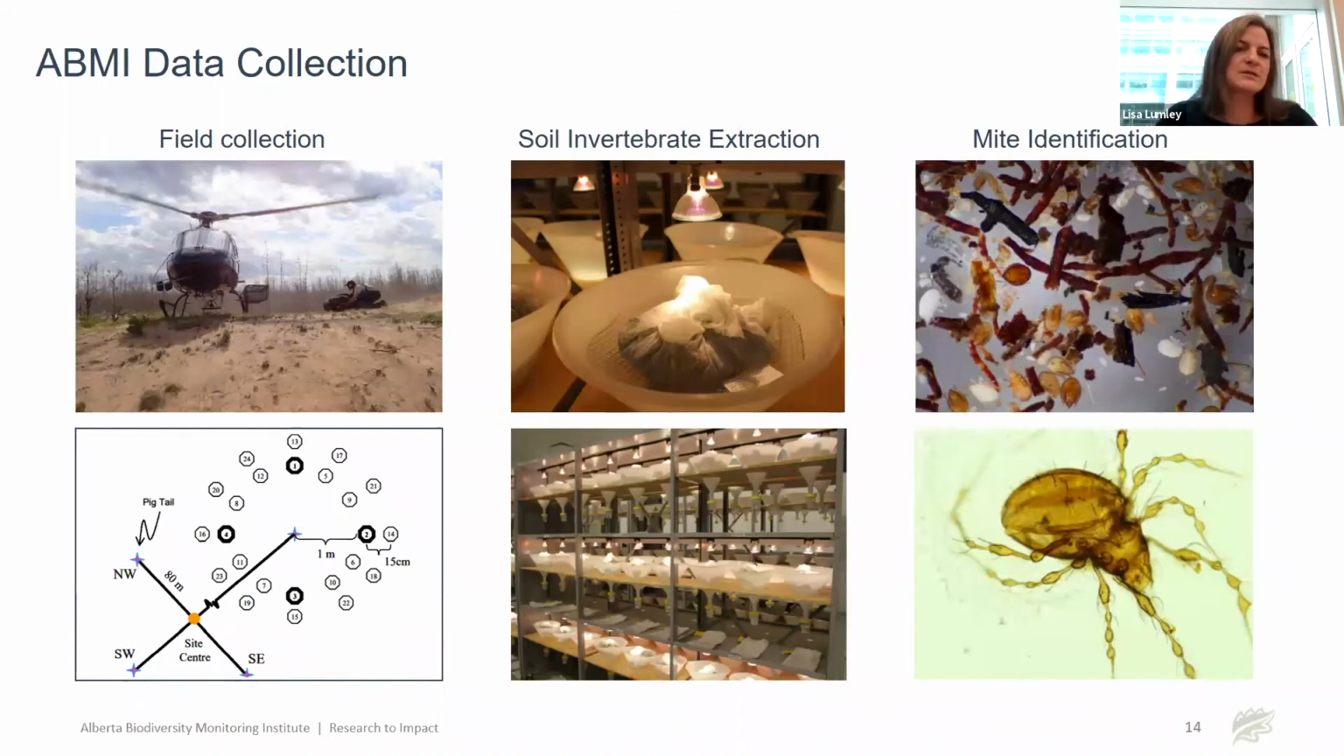So how does ABMI go from data collection to data analysis? So first, we're going out to those sites. The monitoring center for ABMI does our field work, and each site has a 1 hectare area that's cut into 4 quadrants. At each of these, at the northeast, northwest, southeast, and southwest corner, about 10 meters out, there's a 1 meter plot set up where at least 4 soil cores are taken.